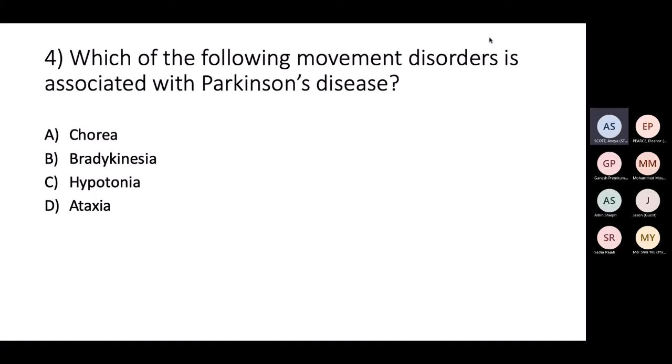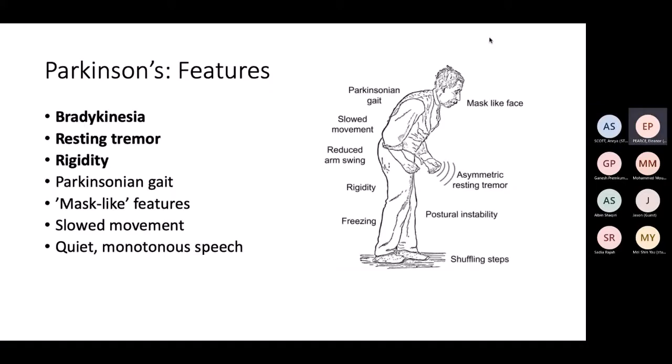So quickly again, everyone has said B. Marvellous, great. So you know your Parkinson's very well. So bradykinesia is one of the three key features of Parkinson's disease, along with resting tremor and rigidity. There's also what we call a Parkinsonian gait, which is a shuffling, low stepping gait, and it makes people a lot more prone to falling over.